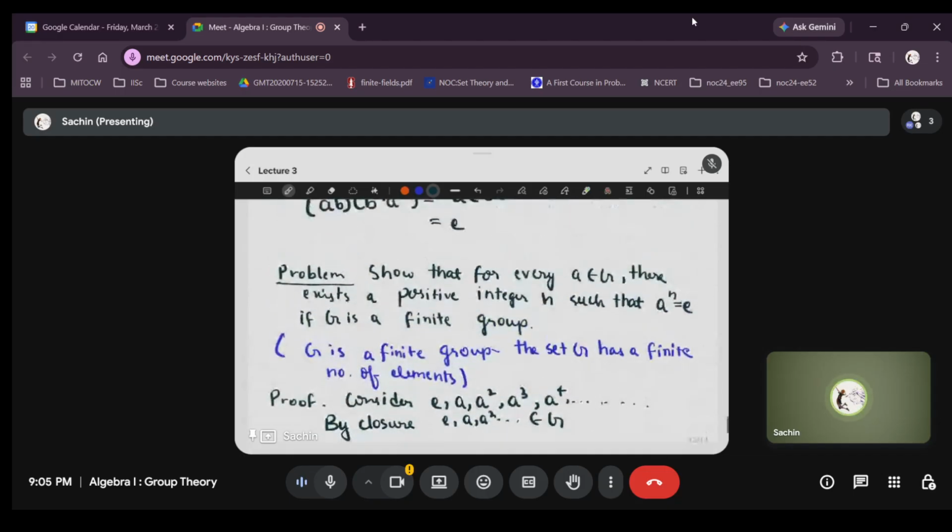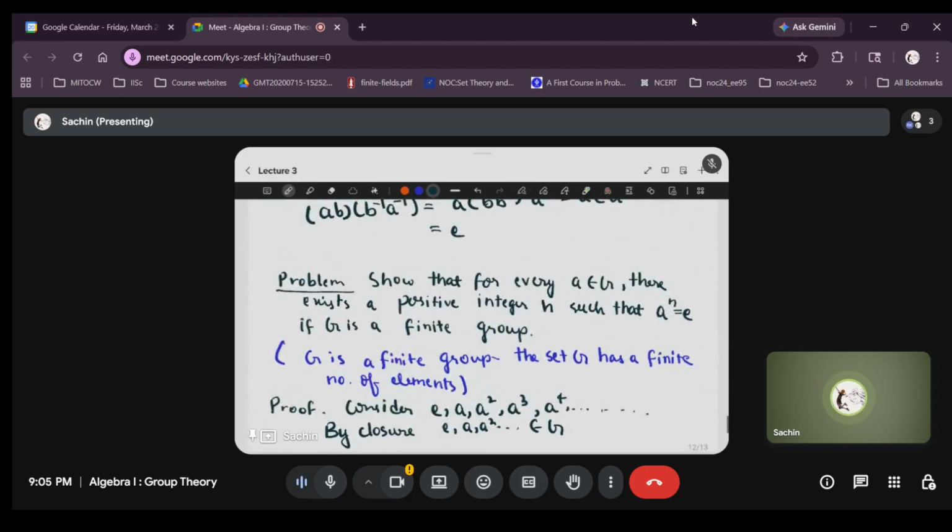That is what we had said, right? We had to show that for any element a in G, there exists a positive integer n such that a power n is equal to e.